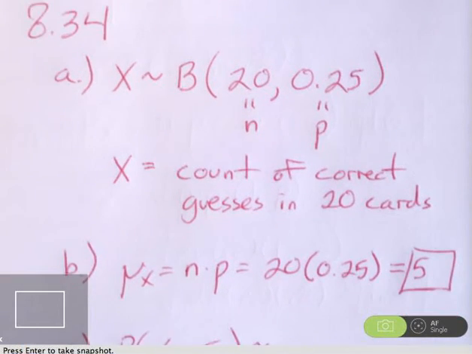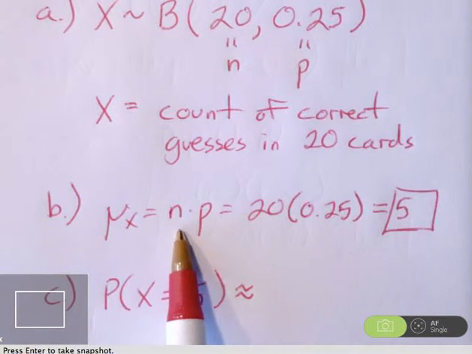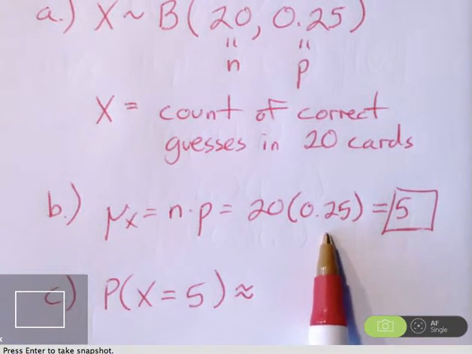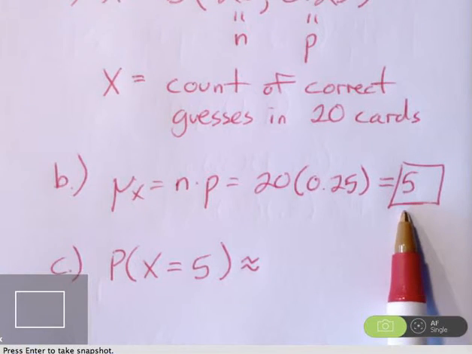So in part B, you're asked to find the expected value. So the expected value is n times p, 20 times 0.25, a quarter of 20 is 5. So if subjects are just guessing, we would typically expect them to guess about 5 correctly.